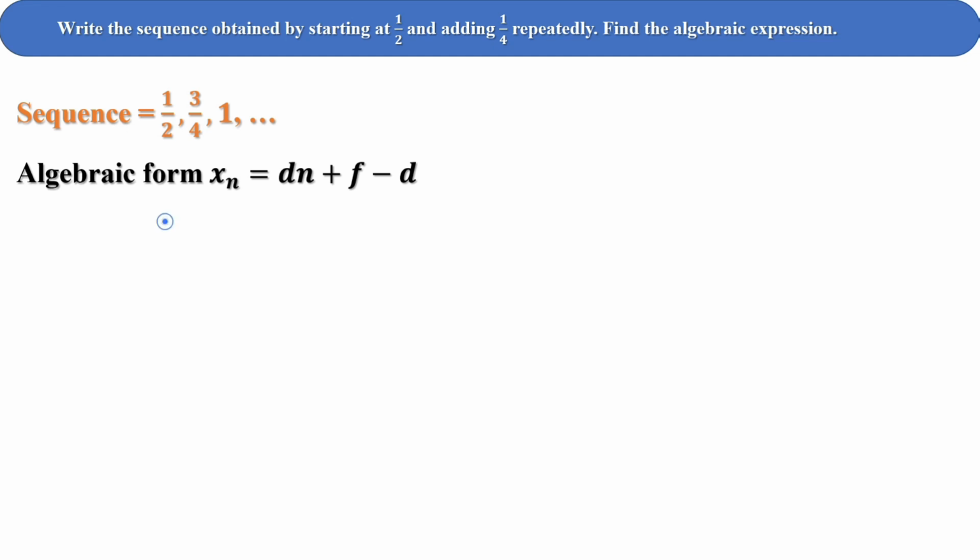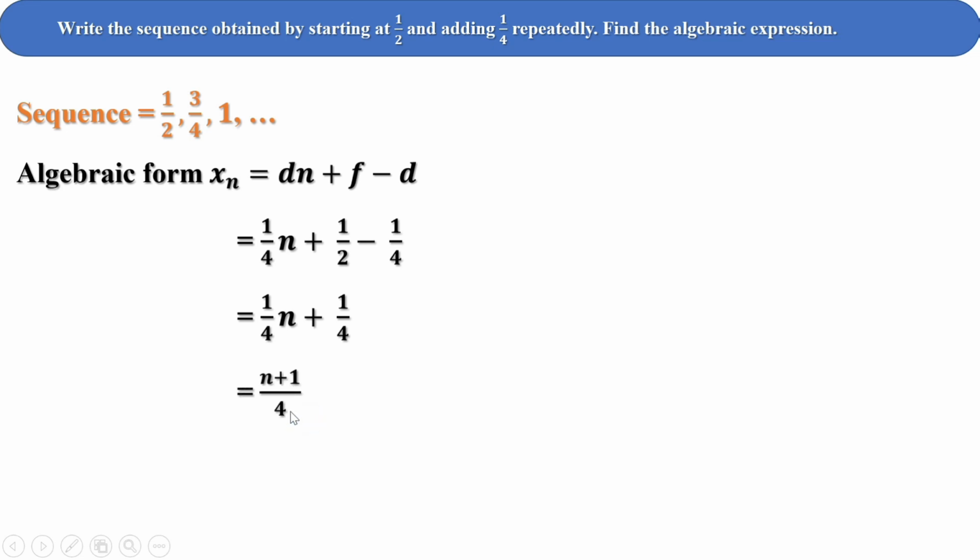That is (1/4)n + 1/2 - 1/4. What is 1/2 minus 1/4? 1/4. So it can be written as (1/4)n + 1/4. Here the denominators are the same, so adding the numerators, we can write (n + 1)/4. Here the denominator is 4 and the numerator is n + 1.